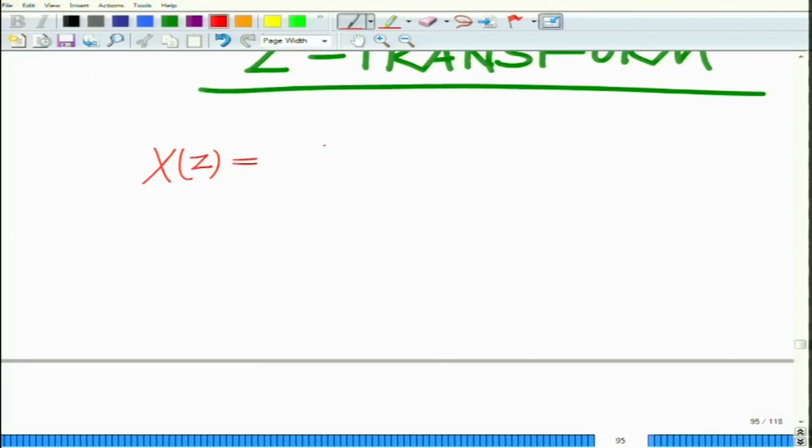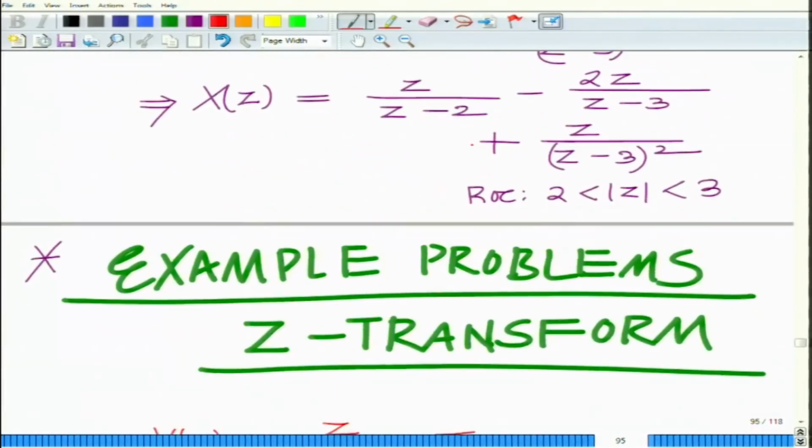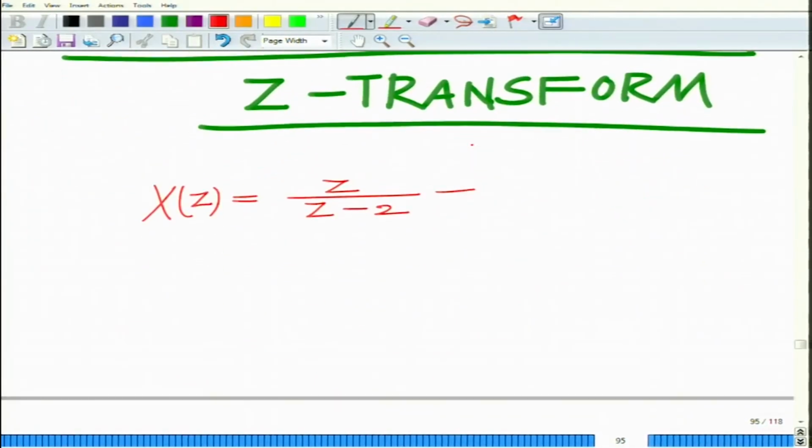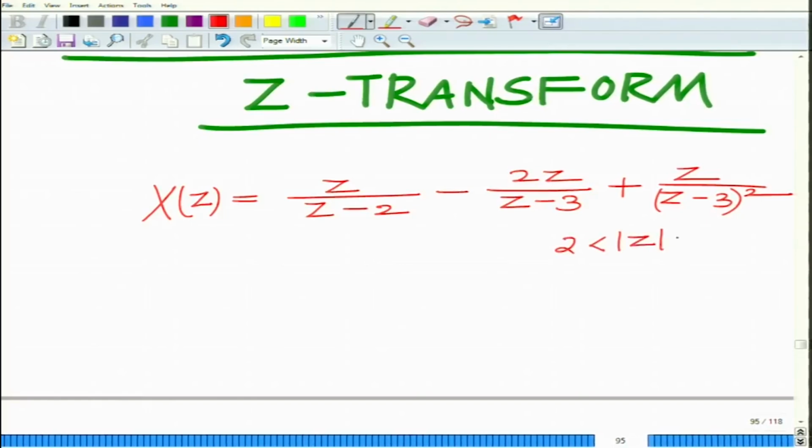So, X(z) in the problem that we have done so far is z over z minus 2, minus twice z over z minus 3, plus z over (z minus 3) square. So, we have 2 less than magnitude of z less than 3.